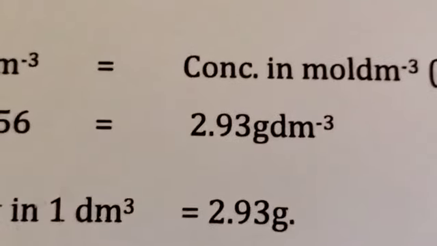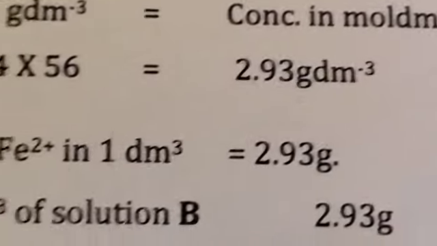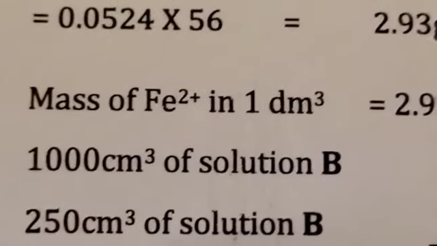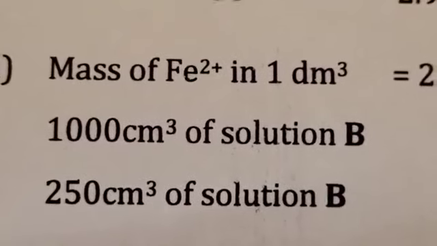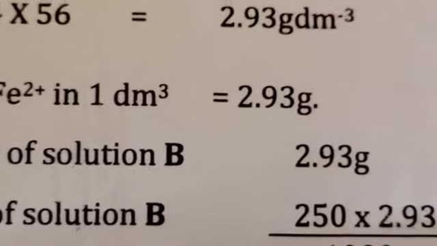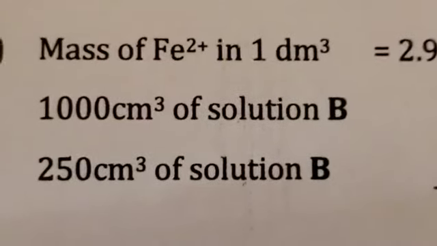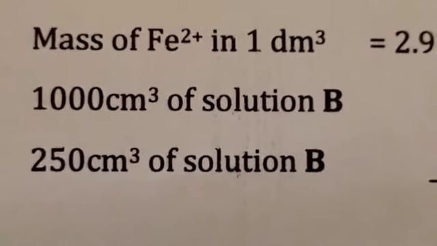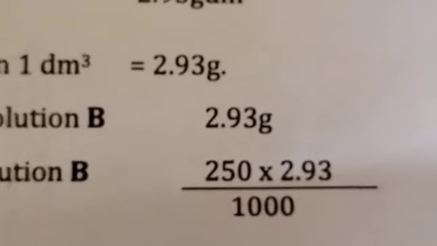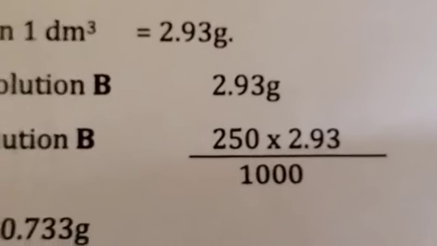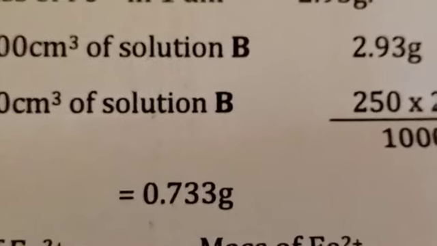That means you have 2.93 gram of iron 2 in 1 dm cube. So we'll now move and say 1 dm cube, which is 1000 cm cube, of solution B contains 2.93 gram. We're looking for the mass in 250 cm cube. So that'll be by proportion. Therefore, 250 cm cube of solution B will now contain 250 times 2.93 over 1000. And that will give you 0.733 gram.